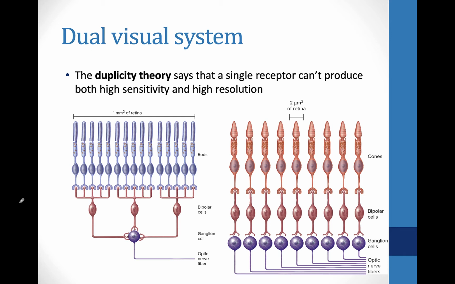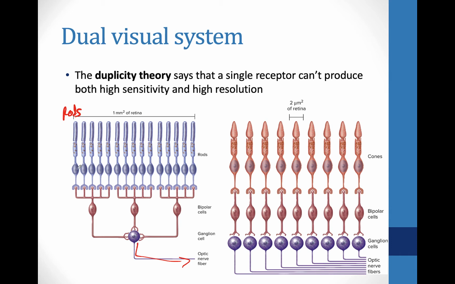Whereas high resolution is where an image is very, very crisp. And this is going to be the cones. Cones are typically low in sensitivity because they need a lot of input to make them fire, but they give a very high resolution. Part of the reason for this is because the rods show a lot of convergence, which means that we have them coming together to a single ganglion, which is going to go to the optic nerve fiber.